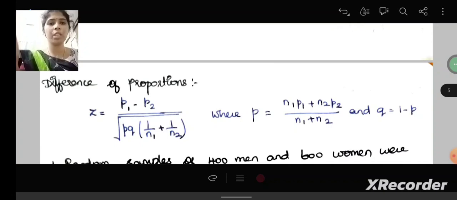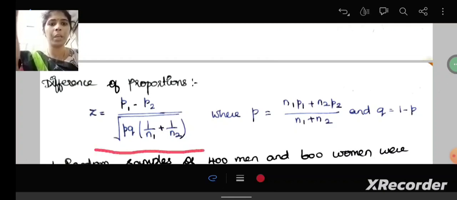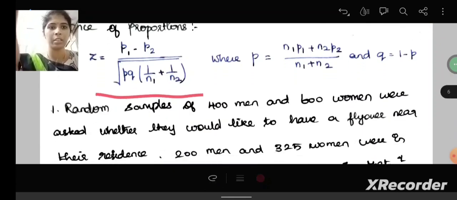The formula for a single proportion is z equal to small p minus capital P divided by root of pq divided by n. Whereas for the difference of proportion, we have z equal to p1 minus p2 divided by root of pq into 1 by n1 plus 1 by n2. Here P stands for n1 p1 plus n2 p2 divided by n1 plus n2, and q is equal to 1 minus P, as we have seen in the last problem.